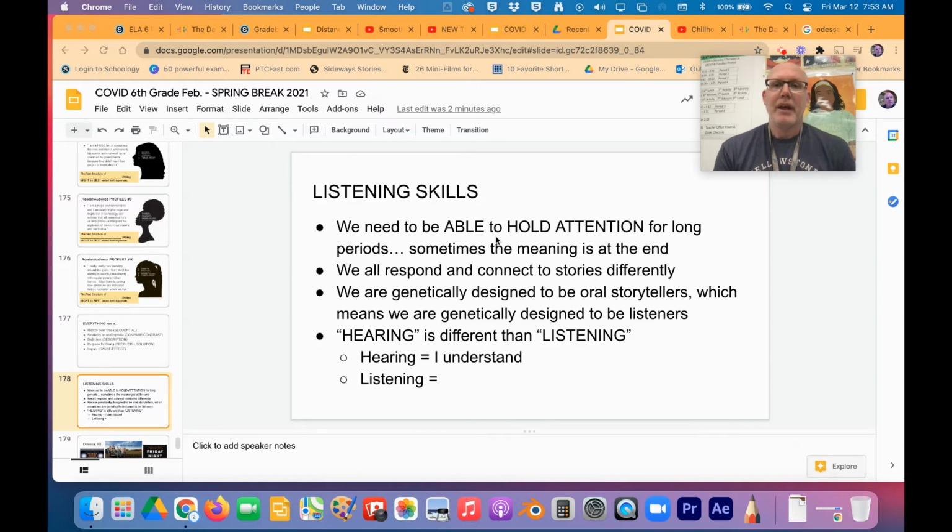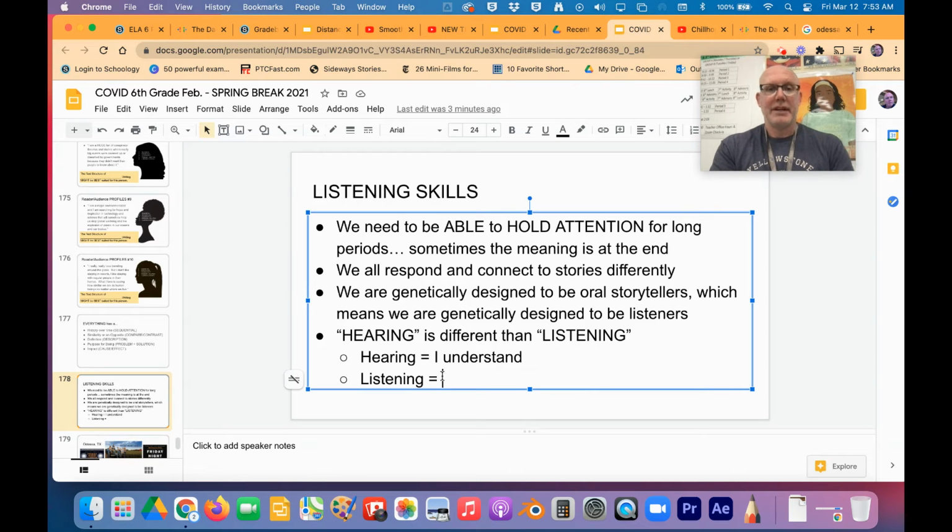So here's the thing. You're going to listen today because we are genetically designed to be storytellers. Our bodies have designed themselves to create language. That means we're also supposed to hear it. So it works together. We are genetically designed to listen. But hearing is different than listening. Hearing is I understand. Listening is there's noise coming in.